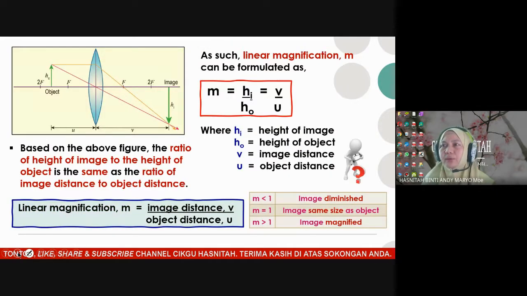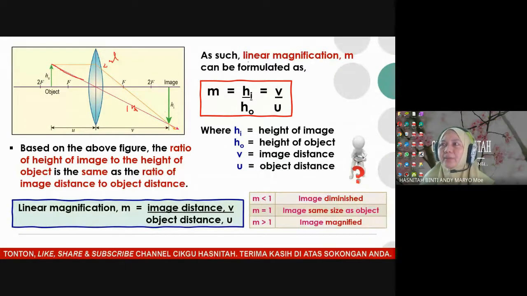So how to apply? Very simple. For example, this is the ray diagram showing when we place the object here in between F and 2F. This is the image formed. Here we apply rule number 1, and this is rule number 2. You can see the image height is H1, the height of the image. H0 is the height of the object. U is the object distance, and V is the image distance.